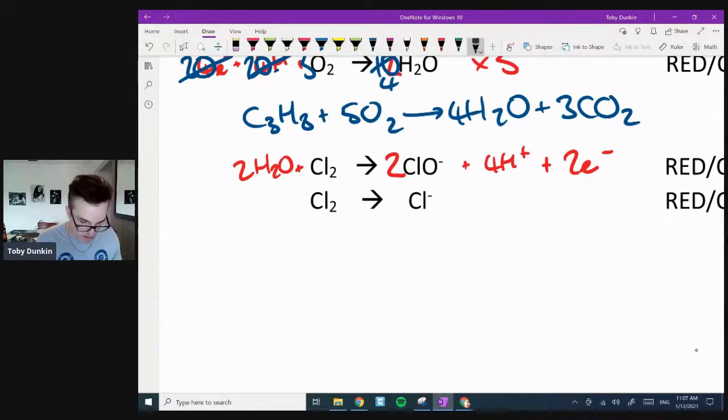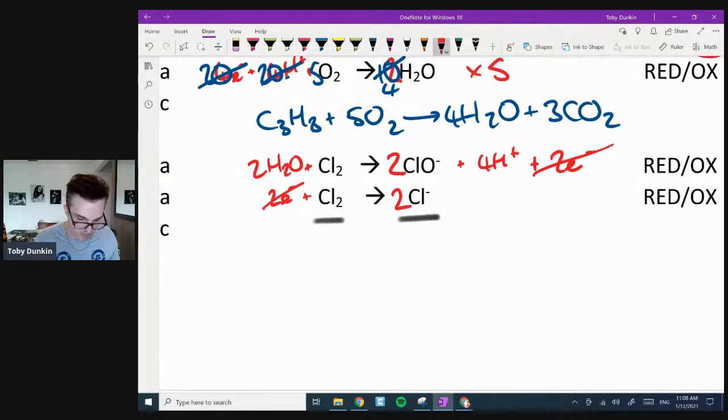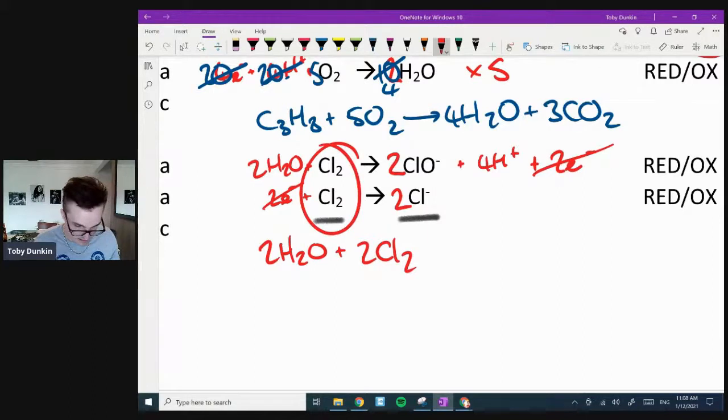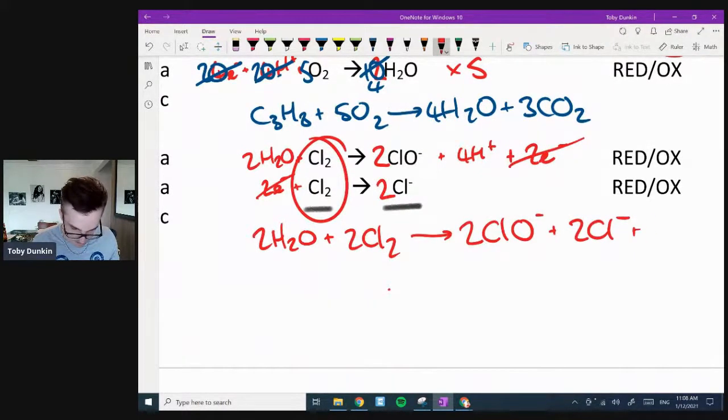Next one, chlorine to chloride: balance 2 chlorines, add 2 electrons, and I'm done. We can put them together immediately, don't even need to multiply. How nice is that? 2 H2Os plus 2 Cl... Isn't that clever? Going to 2 ClO minuses and 2 Cl minuses, and 4 H pluses.